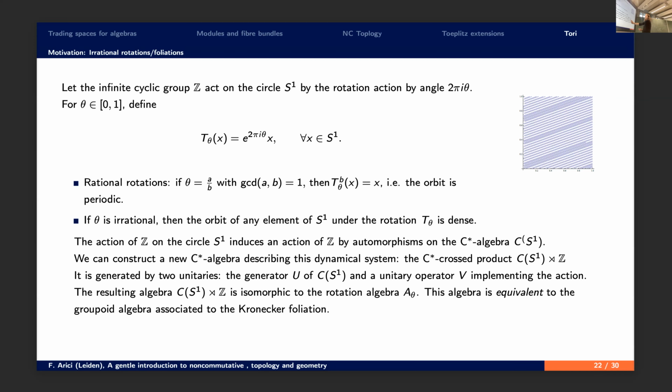The first unitary is just the unitary that generates C of S1. And then there will be another operator, V, which is also unitary, and is the one that implements the action of Z on S1. And because this action is by rotation by theta, when you compose U, V in different orders, this parameter theta will appear there too. This crossed product algebra is indeed isomorphic to the universal algebra that I defined a couple of slides ago. And it's also equivalent in some sense to the algebra that you would get from studying this two-dimensional system known as the Kronecker foliation, where you do a similar thing. You get rotations by theta, but now inside the torus, and whether theta is rational or not, your orbit will close and give you a circle or be a dense orbit that winds around.